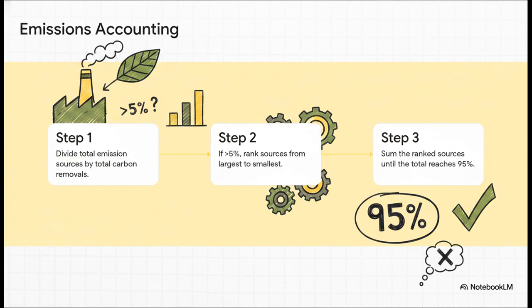Step 1. Just divide all your potential emission sources, like, say, fertilizer use, by your total expected carbon removals. Is it less than 5%? Great. Ignore it entirely. Greater than 5%? Okay. Rank those sources from largest to smallest, sum them up until you hit 95% of your total emissions, and then just account for those. It's a really clean, highly pragmatic formula.